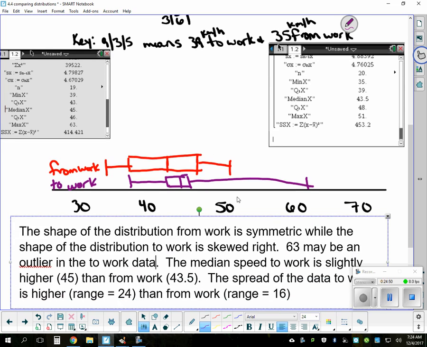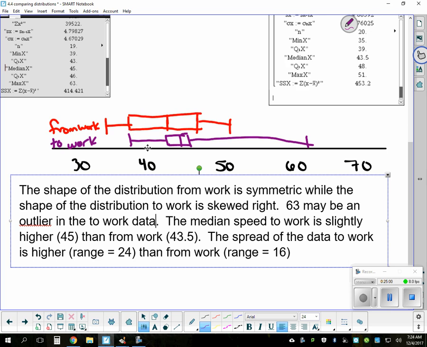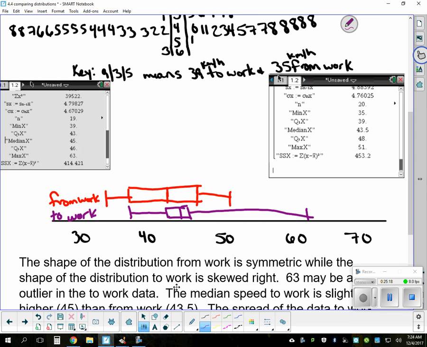The median speed to work is slightly higher than from work, just a little bit higher. The spread, and I gave the actual numbers, the spread of the data to work is higher than from work. So obviously this purple box plot is more spread out than the red one. And again, I gave numbers for my range. So check to make sure you covered all your bases, your S, your O, your C, and your S again. And complete sentences. Should look nice and neat, easy to read, no big deal.